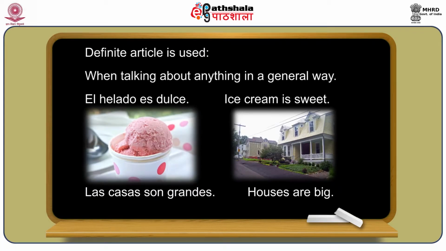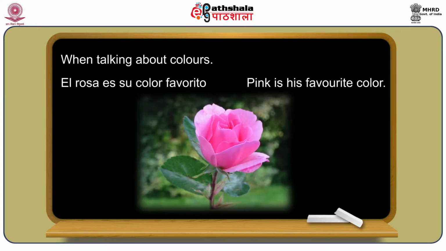Now let's see the uses of the definite article. The definite article is used when we are talking about anything in a general way. For example, when I say el helado es dulce, it means ice cream is sweet. Las casas son grandes, which means houses are big. Or when we are talking about colors, with colors we use the definite article. For example, el rosa es su color favorito, so it means pink is his favorite color.